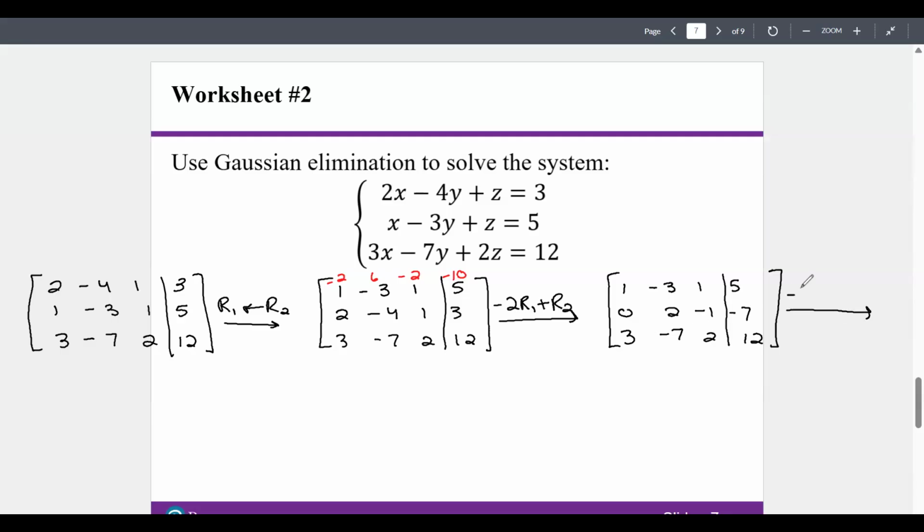So I want to get rid of this 3. So if I do negative 3 R1 plus R3, well, that means this whole top equation is now negative 3, 9, negative 3, negative 15. Then put 0, 2, negative 1, negative 3. Negative 3 plus 3 is 0. 9 plus negative 7 is 2. Negative 3 plus 2 is negative 1. And negative 15 plus 12 is negative 3.